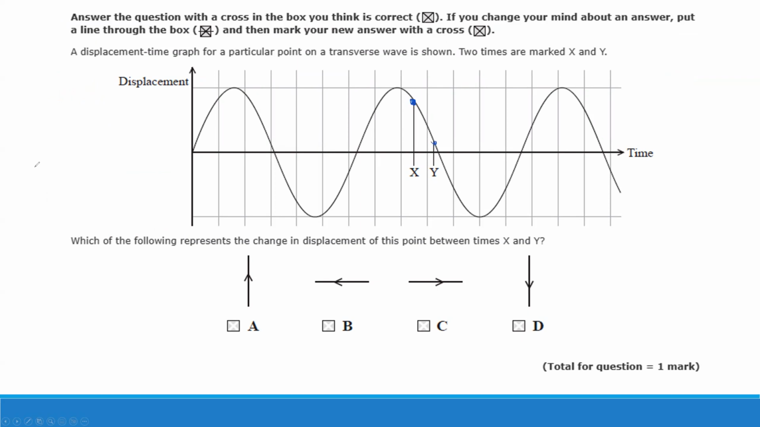So if I were to sketch this, let's say here is the equilibrium position. At X, it has some positive displacement. And at Y, it also has a positive displacement, but it's less positive than X. So how do I go from X to Y? Clearly, my displacement shifted to the left. Does that make sense? Oh yeah, okay.